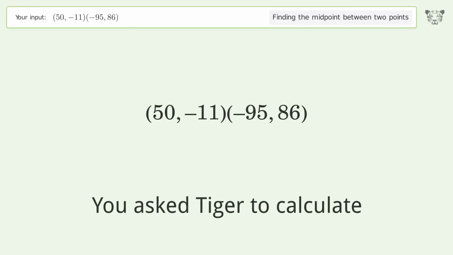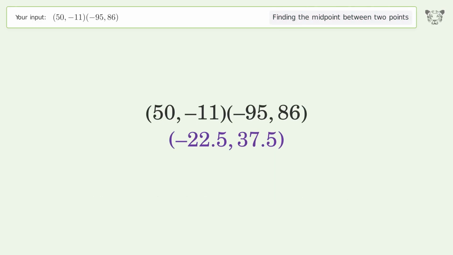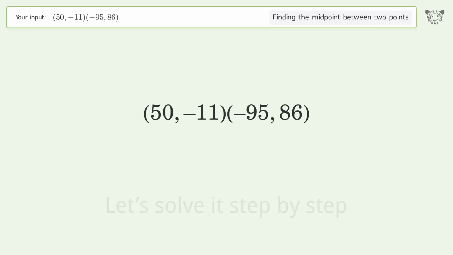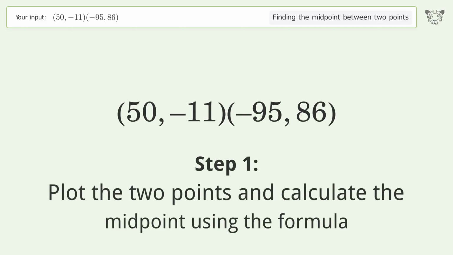You ask Tiger to calculate. This deals with finding the midpoint between 2 points. The midpoint between the 2 points is negative 22.5, 37.5. Let's solve it step by step. Plot the 2 points and calculate the midpoint using the formula.